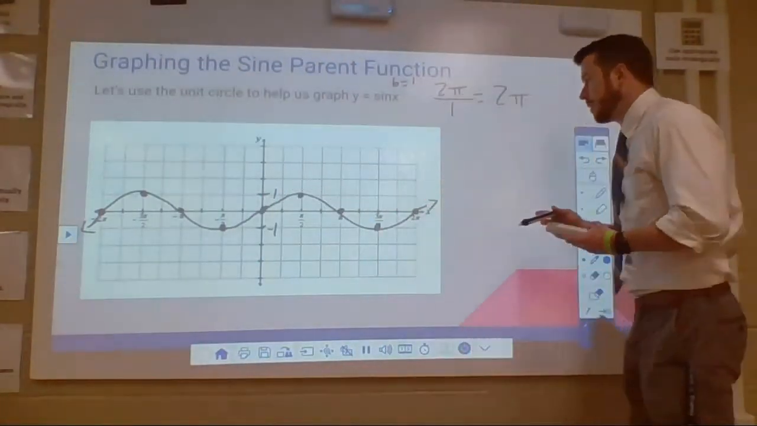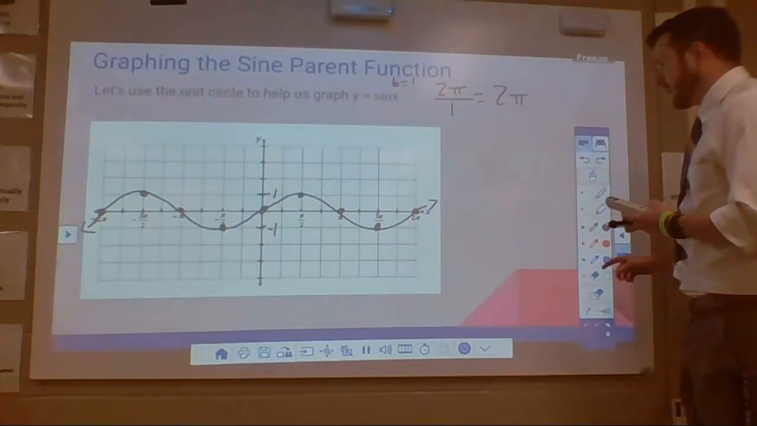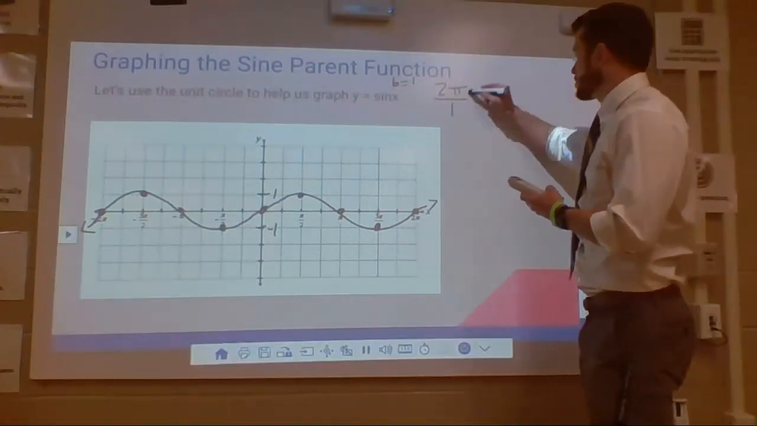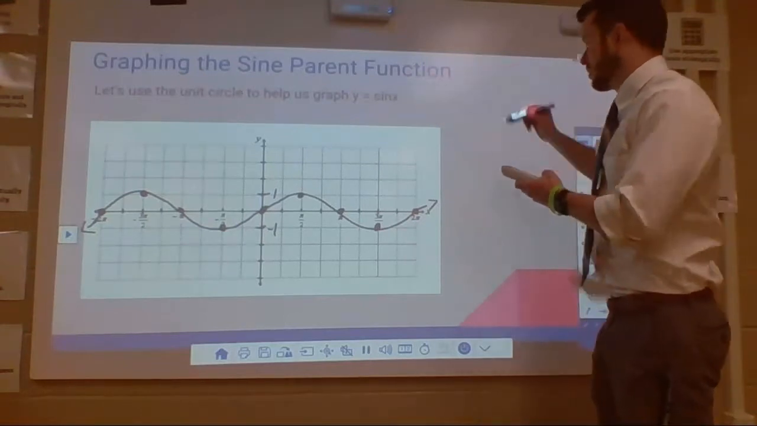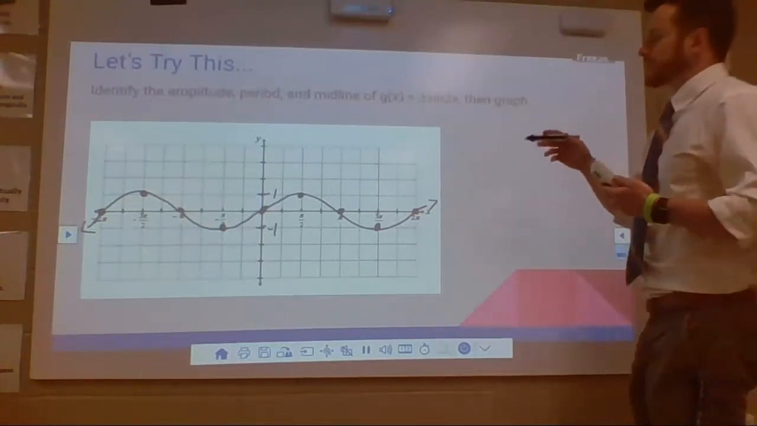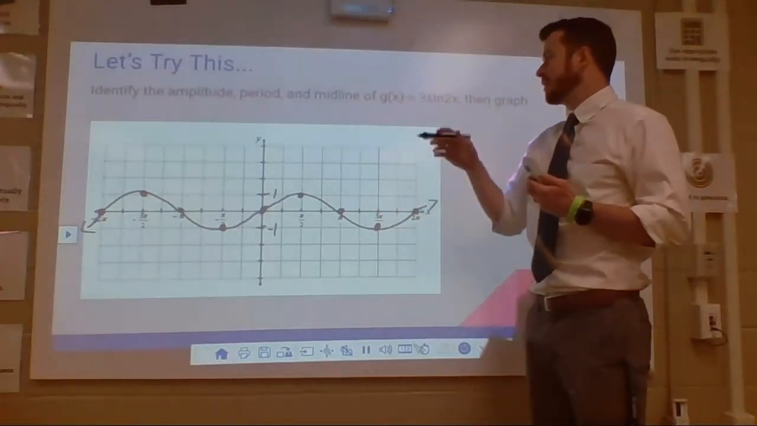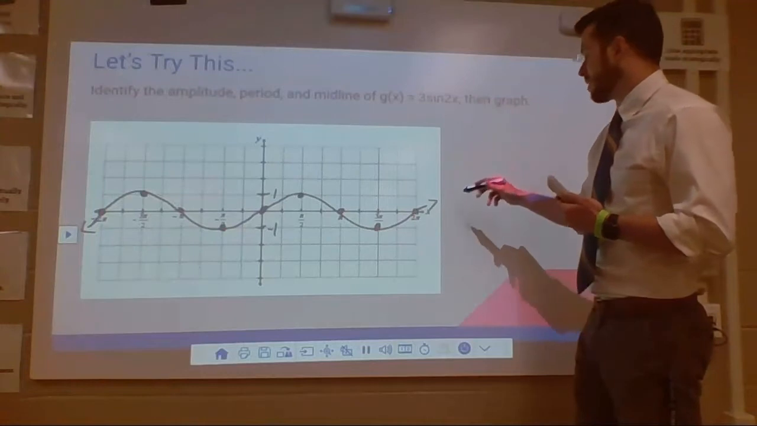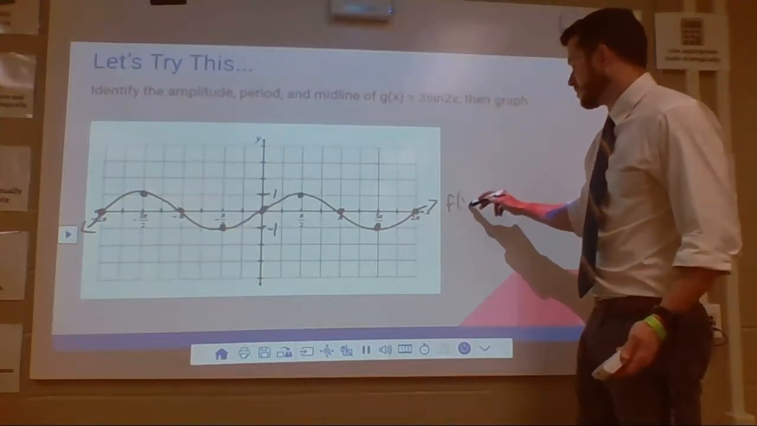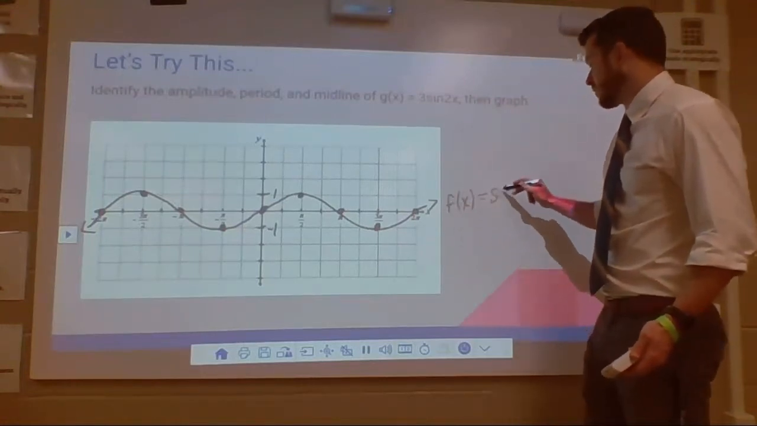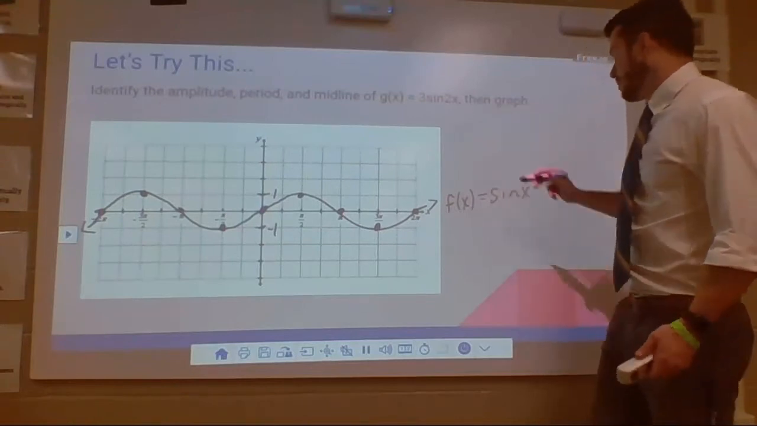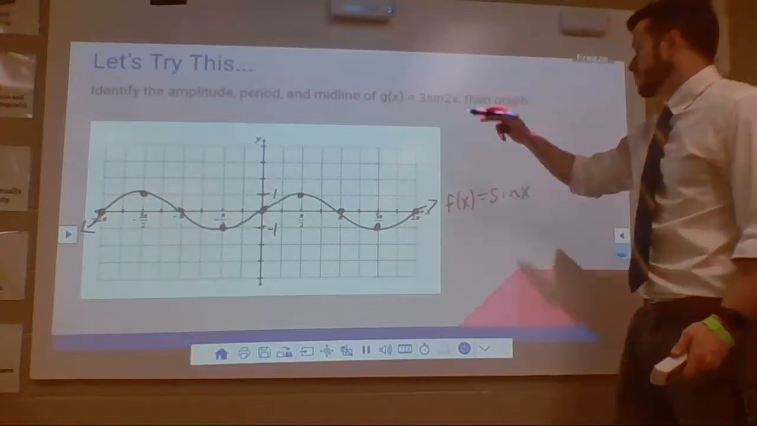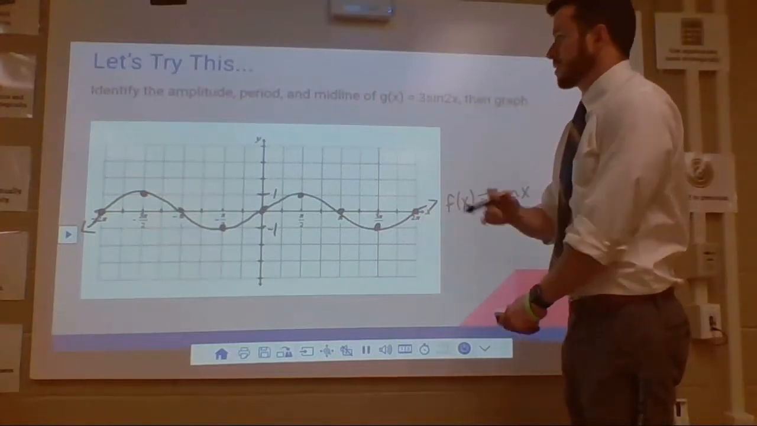the sine family. All right, so now check this out. We're going to graph another function, a transformation of the sine function. What we're going to do is identify the amplitude, period, and midline of g of x equals 3 times sine of 2 times x. So here was f of x, and that function was sine of x, the parent function. Let me use blue to graph g of x equals 3 times sine of 2 times x.